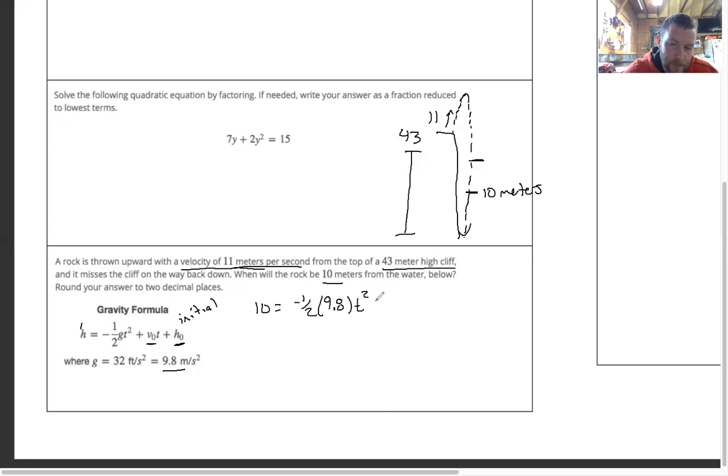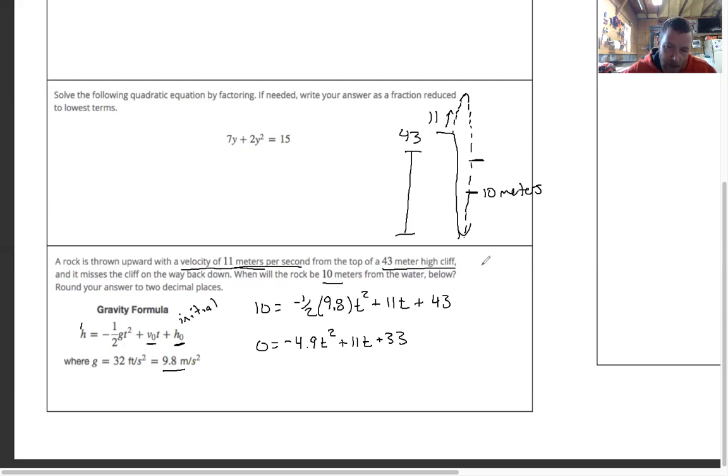T squared plus your initial velocity, which is 11T, plus your initial height, which is 43. And now you've got to solve this out. When I solve it, I have to have 0 on one side, so 0, I'm going to minus 10. I'm going to simplify this. So it's -4.9T squared plus 11T, minus the 10, so plus 33. Now I'm going to use the quadratic equation on this.